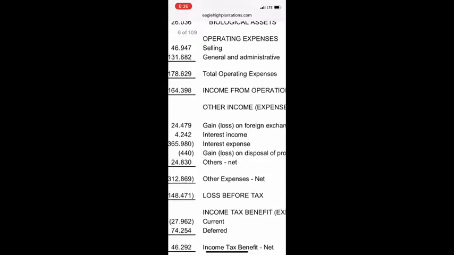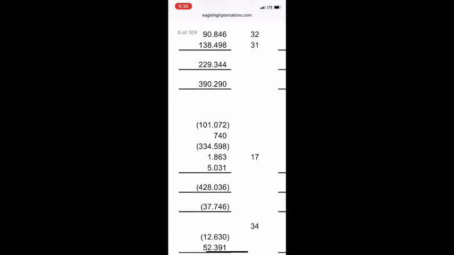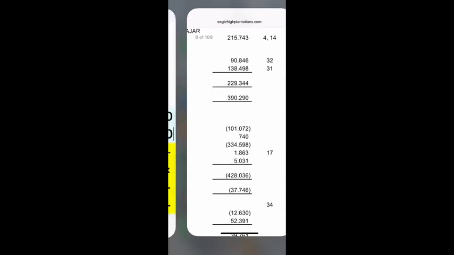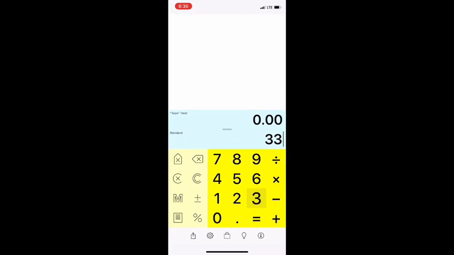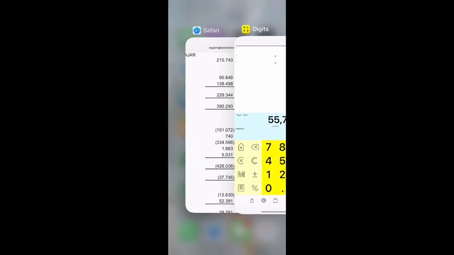And if we go to the P&L first, so we'll get the interest cost in the P&L, which is, you can see there, 334,598. Divide that by 6, we get 55.8 billion a month.